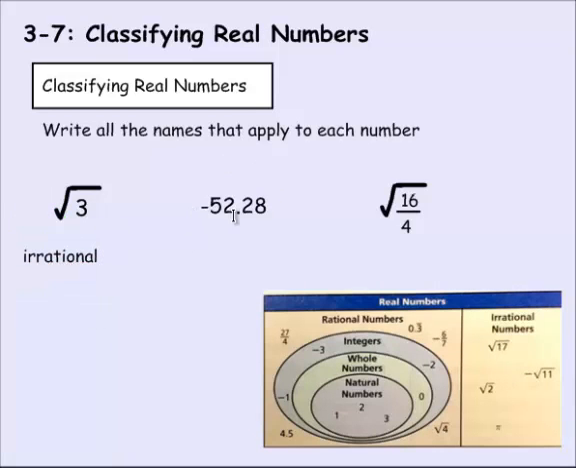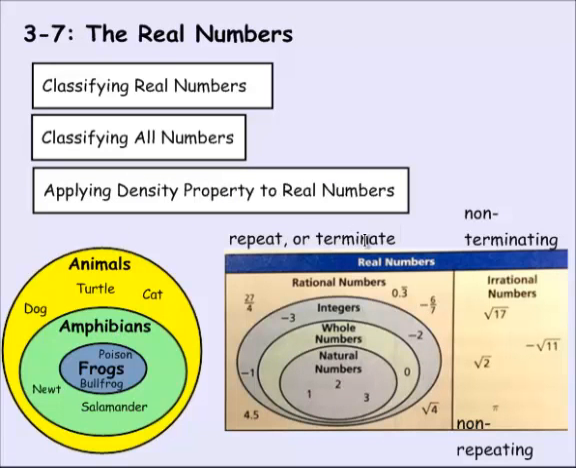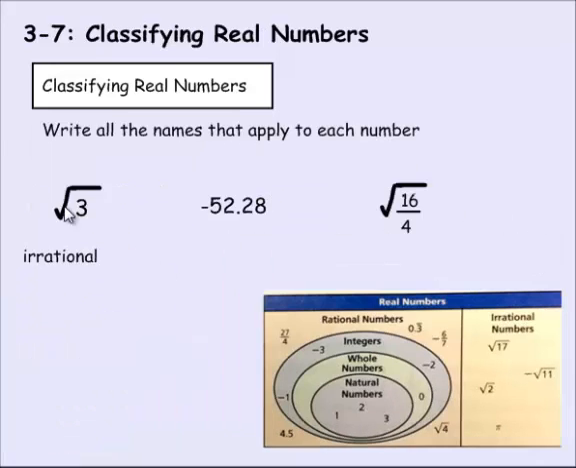Now we have -52.28. This looks like a terminating decimal, so it would be a rational number. But because it's a decimal, it's not an integer, whole number, or a natural number, so we'll just say rational number. Here we have the square root of 16 divided by 4.